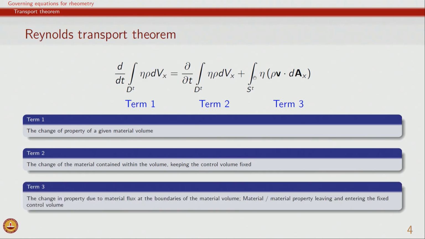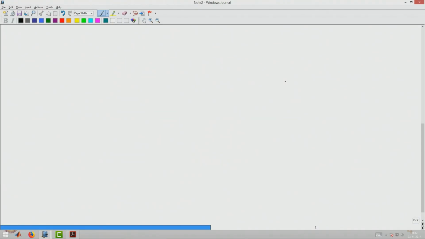And then the third term is effectively the flow of that particular quantity, because rho v times dA is the overall amount of how the material volume itself is changing. So, for example, if we take a material volume, let us say D superscript t, and its area is given by S superscript t, and if we take any one particular point, at that point let us say this is the unit normal, and n dAx is this elemental area.